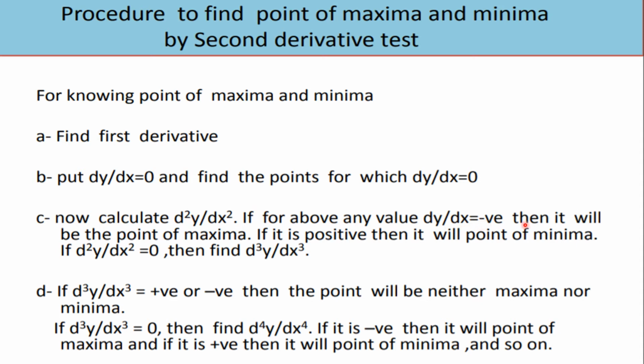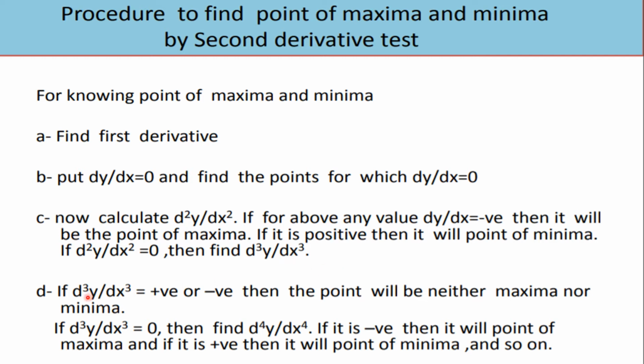If we get negative, then it will be the point of maximum. If we get a negative number, then we say that the function is having a point of maximum. If it is positive, then it will be a point of minimum. If we get a positive number after substituting these critical points in d square y by dx square, then we say that f is having a point of minimum. If d square y by dx square is equal to 0, then we have to find d cube y by dx cube and so on.